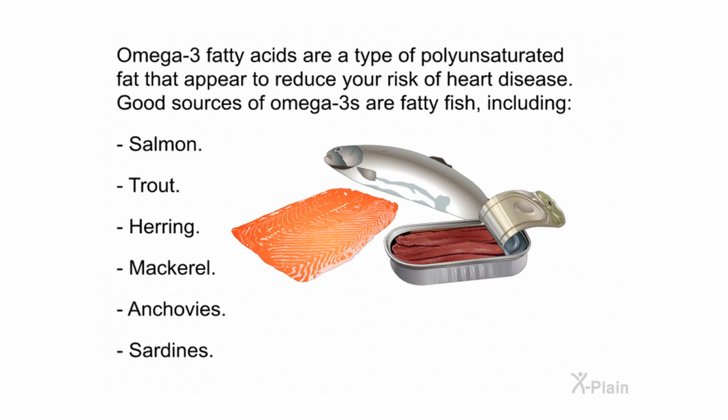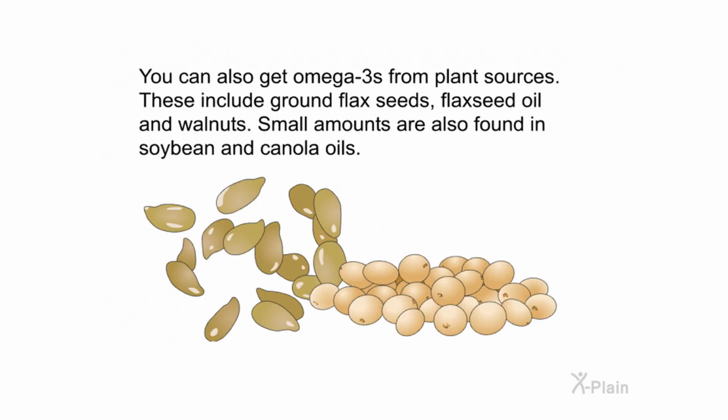Omega-3 fatty acids are a type of polyunsaturated fat that appears to reduce your risk of heart disease. Good sources of omega-3s are fatty fish, including salmon, trout, herring, mackerel, anchovies, and sardines. You can also get omega-3s from plant sources. These include ground flax seeds, flaxseed oil, and walnuts. Small amounts are also found in soybean and canola oils.